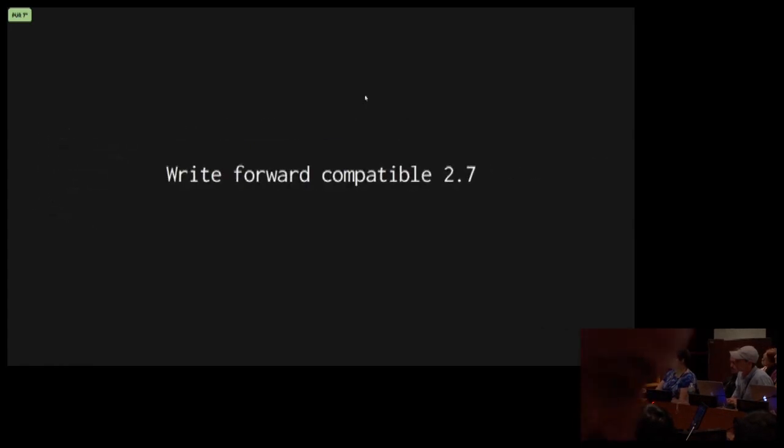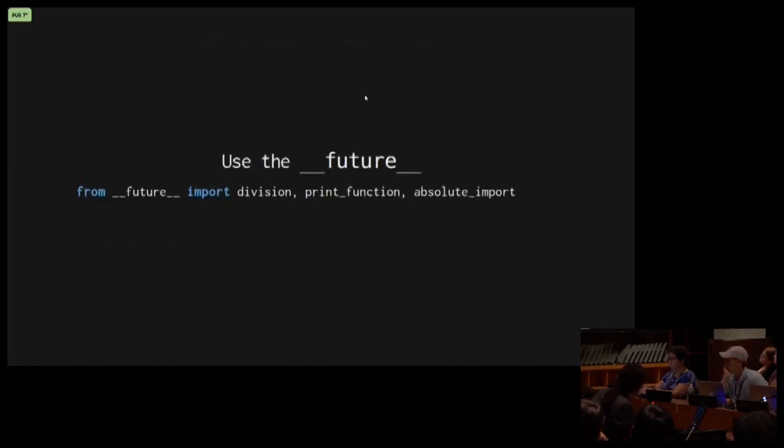So, to begin with, this is my first brash assertion. I would suggest that if you're focusing on reusability, you want to write forward compatible Python 2.7. So if we're writing in 2.7, it makes sense to use the future. We use features that we expect to be in heavy use in Python 3. So explicitly, we will do from __future__ import division, print_function, absolute_import.